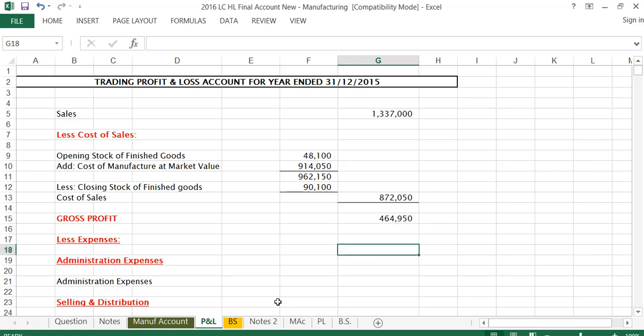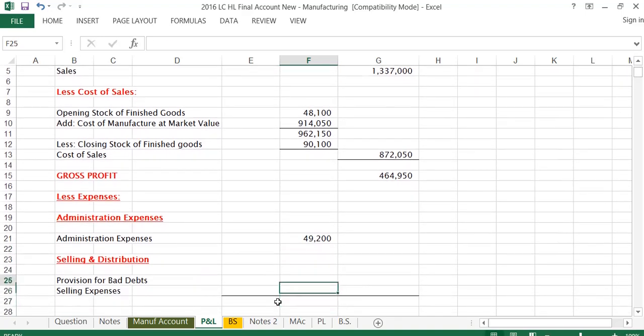The next thing I have to do is take away my expenses. So my first expense is going to be administration expenses. So administration expenses I can see from the trial balance. I don't think there's any change to those. If I look through my trial balance, they are 49,200. So they will go in here, it's 49,200.